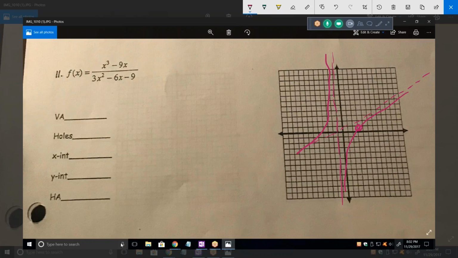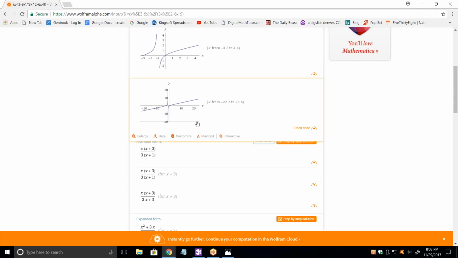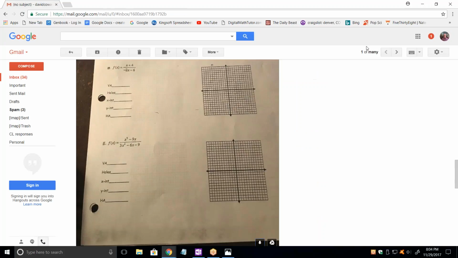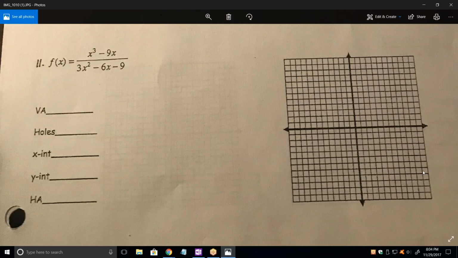Now, the reason it did not show up on Wolfram Alpha is because the hole is infinitesimally small. It is only at 3. It's so small that Wolfram Alpha can't put it in there. But if you understand how holes work, you can do it manually. In other words, you can draw the hole.